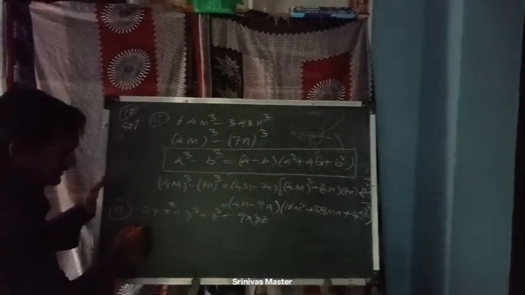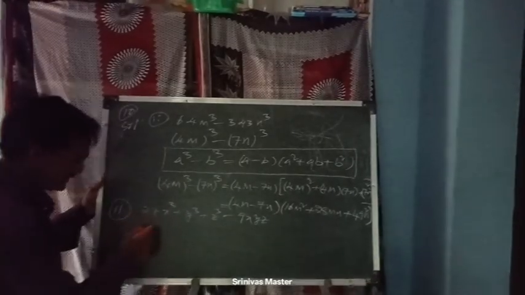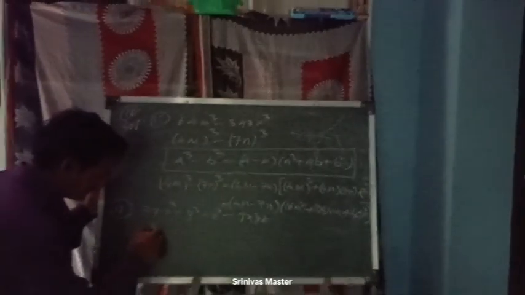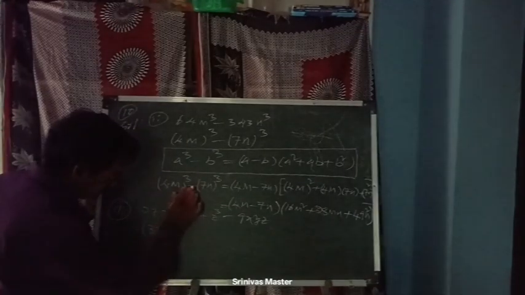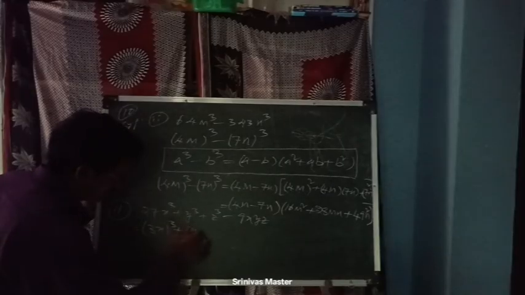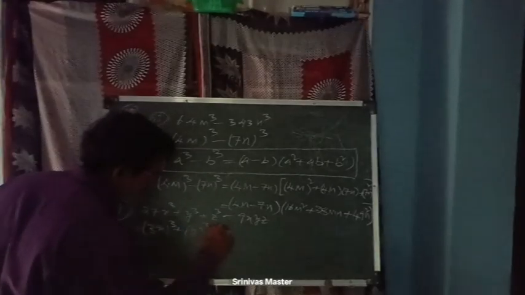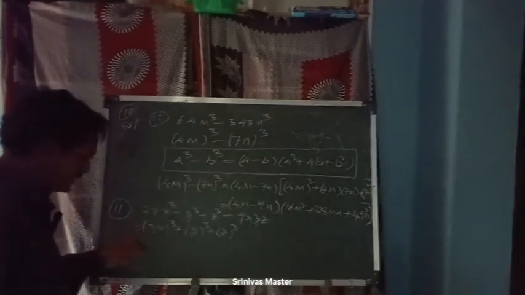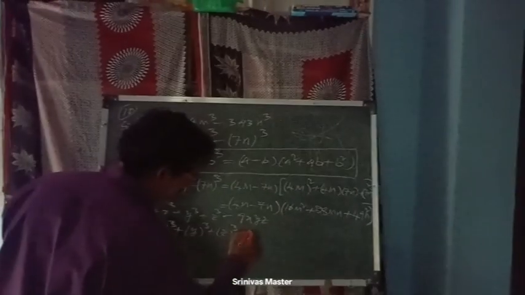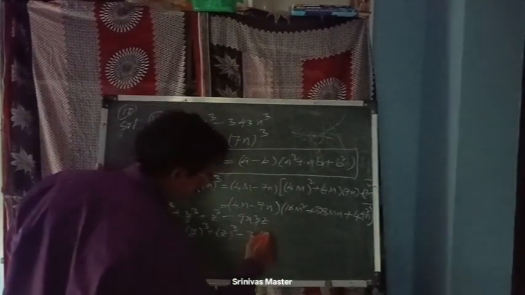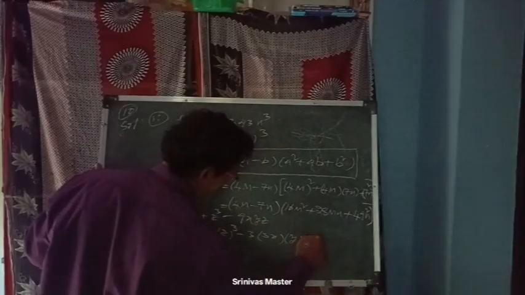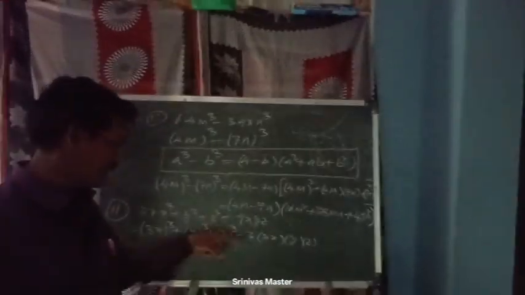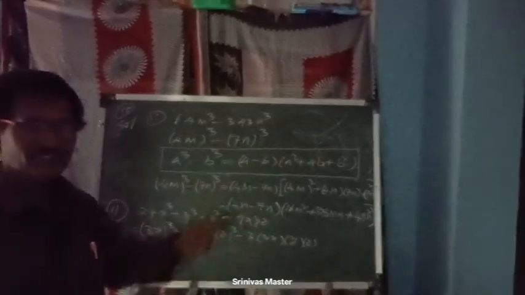See, children, according to the given question, if you take 27x cube, 27 is a perfect cube. The cube root of 27 is how much? 3. So 3x whole cube plus y cube, y whole cube, z cube, z whole cube. That means a cube plus b cube plus c cube minus 3abc. What is in the a place? 3x. What is in the b place? y. What is in the c place? z. These belong to the first three terms. For the last term, 3 threes are 9, 9 into x into y into z equals 9xyz. So it is correct.